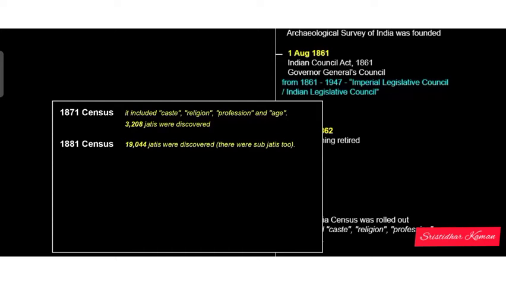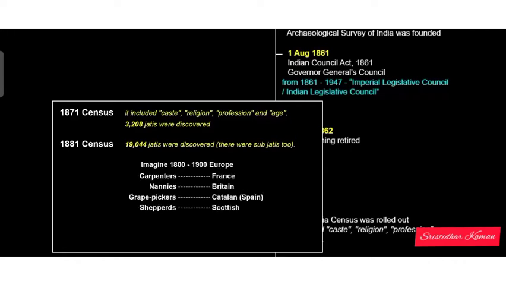Now I want you to imagine a situation where you are an Indian ruler who takes over Europe in the 18th to 19th century and attempts to put the population of Europe into boxes like carpenters from France, nannies from Britain, Catalan grape pickers, Scottish shepherds, Finnish fishermen, etc. It's going to be complicated, right? The British colonial administrators had no idea how to classify these thousands of local jatis into broad meaningful categories.